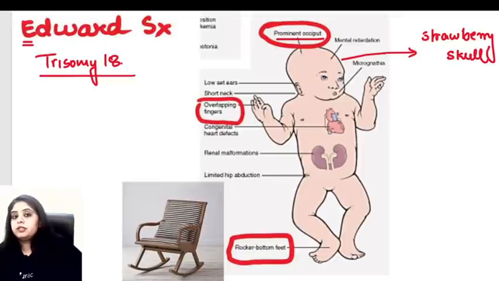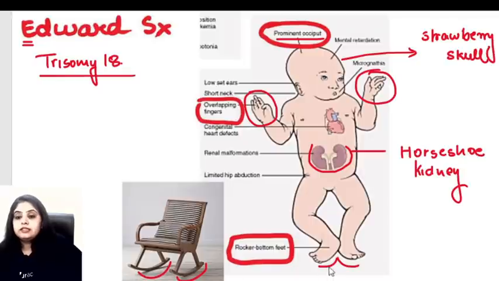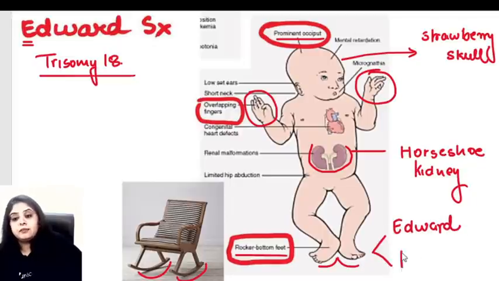So number one, prominent occiput. If you look at the fingers of this child, the fingers are overlapping. If you look at the kidney, I see a horseshoe kidney, a congenital anomaly, that is forming over here. And if you look at the feet, it's a very classical finding. There's a convexity, as if there's a rocking chair that you're dealing with, and that is known as rocker bottom feet. So prominent occiput, overlapping fingers, horseshoe kidney, rocker bottom feet: Edwards syndrome. Rocker bottom feet is seen in both Edwards as well as Patau syndrome.